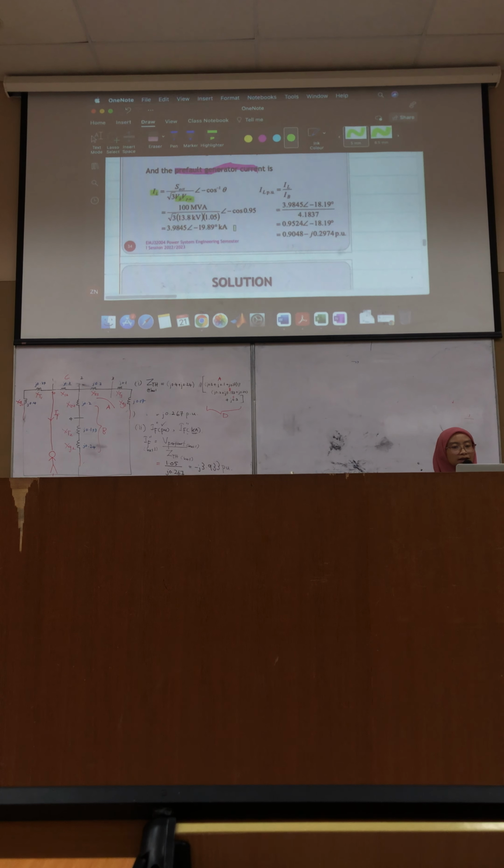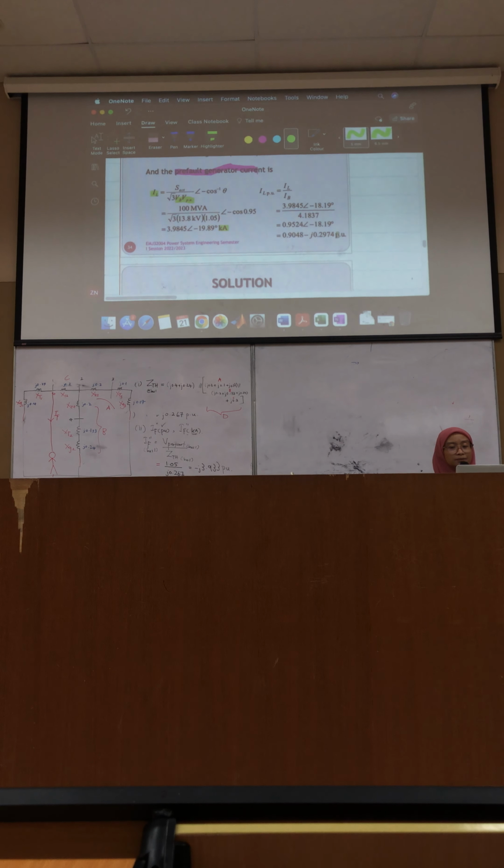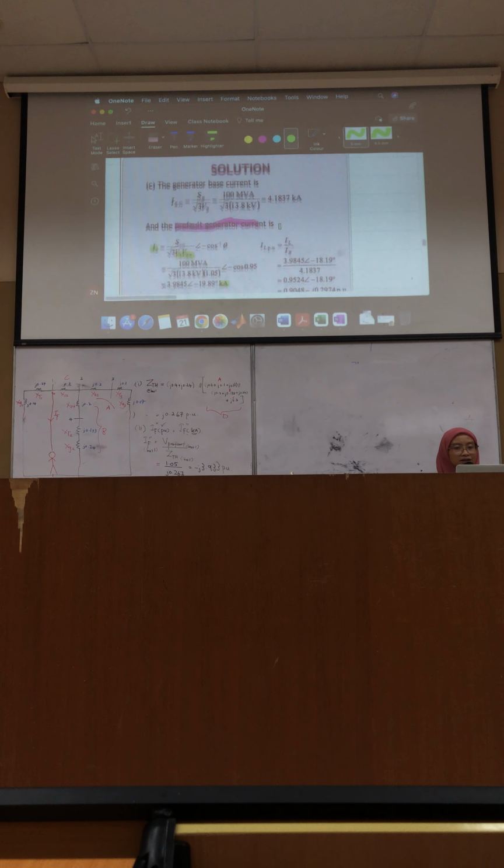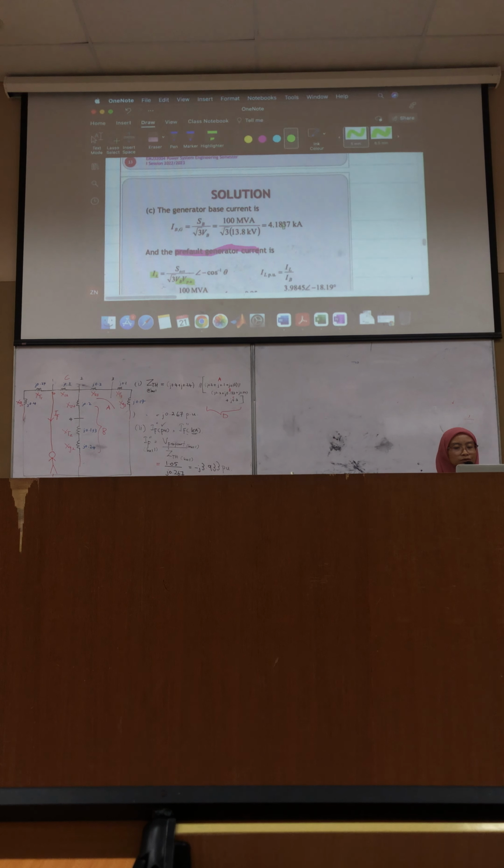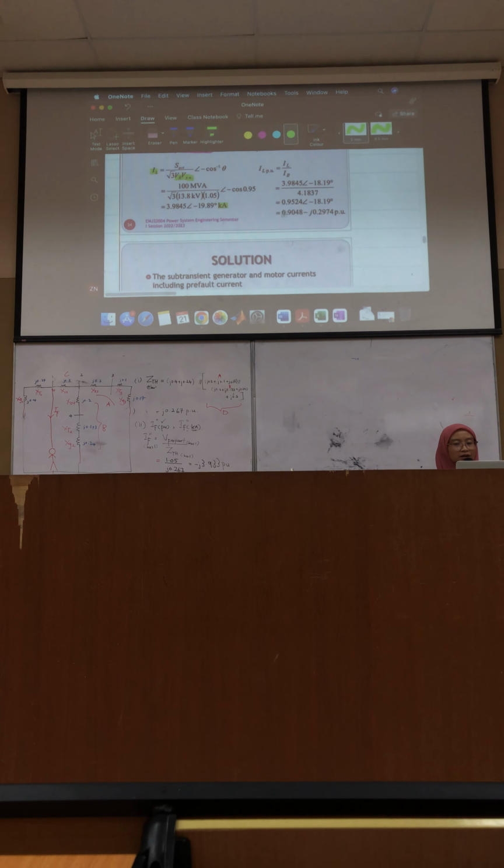You akan dapat lah nilai ni, nilai 3.9. But this one is in kilo ampere. Okay, and then you just need to divide by the base, right? Because you nak dalam per unit. So IL divide by I base. I base tadi dah kira tadi ni 4.1, and then you get this one in per unit.